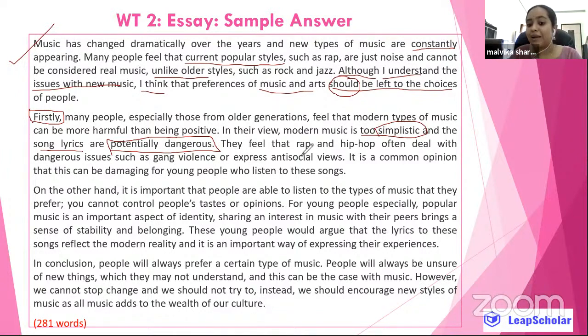They feel that rap and hip hop, both the modern music guys, often deal with dangerous issues like gang violence. Okay, these I have understood through my knowledge. I have been hearing news. So I know that it is going to be dealing with some dangerous issues like gang violence. Songs these days are like that. And also they express anti-social views. These are the examples I'm going to support my idea with.